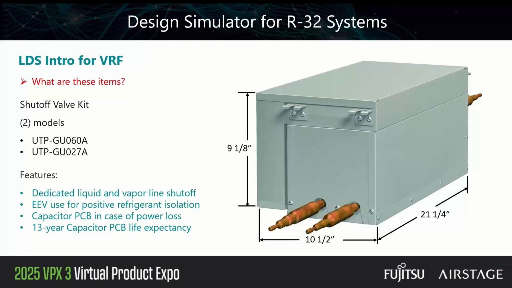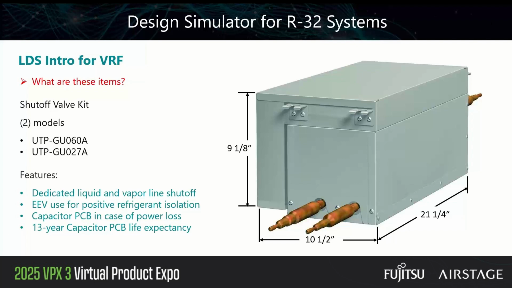Now, there are actually 4 lines to this, 2 in and 2 out. A dedicated line for the liquid and a dedicated line for the vapor. So it also has a capacitor PCB in case of power loss that will drive the EEVs closed. And I thought it would be a good point to note that the capacitor PCB has a 13-year life expectancy.